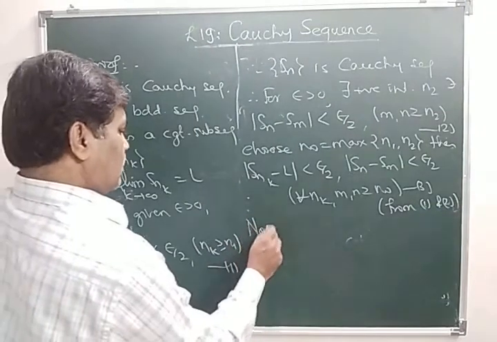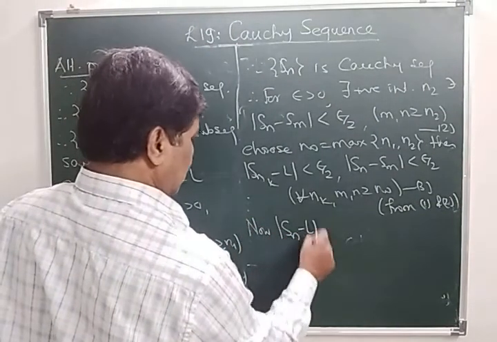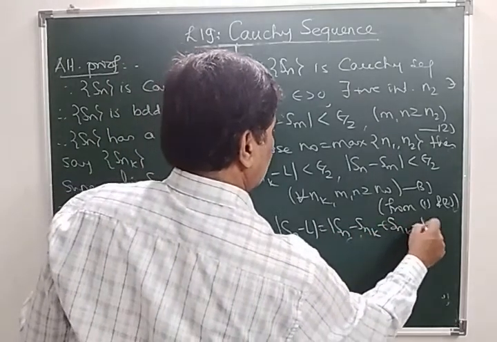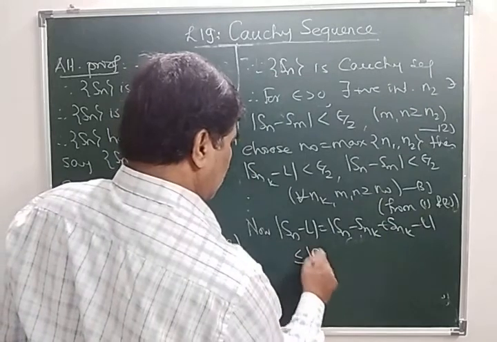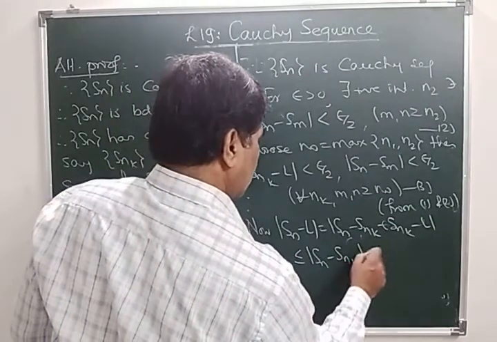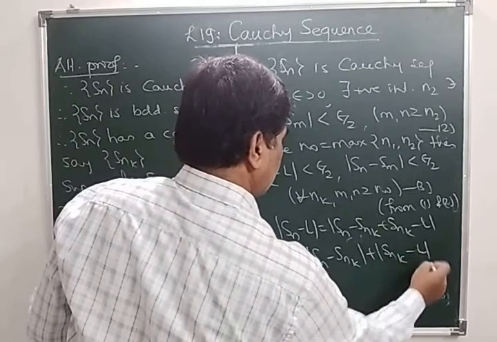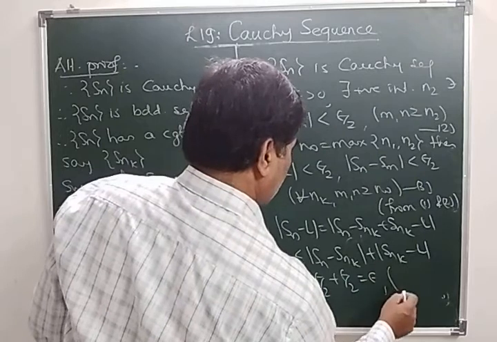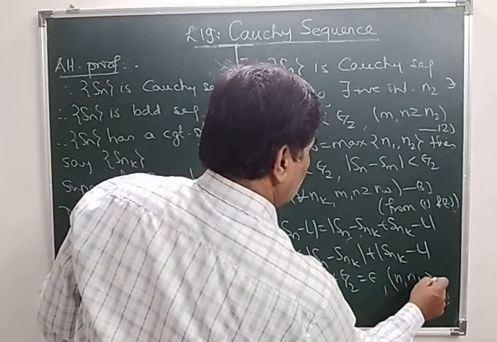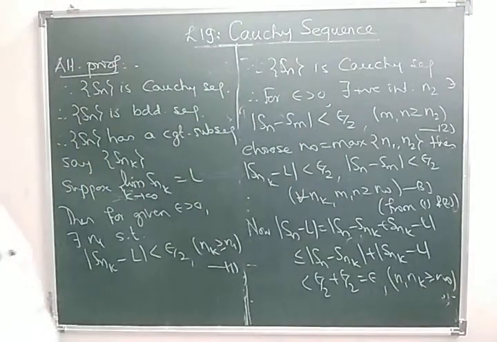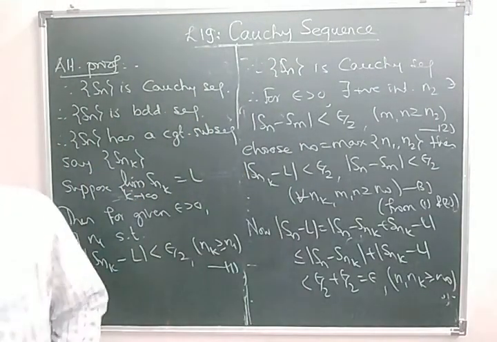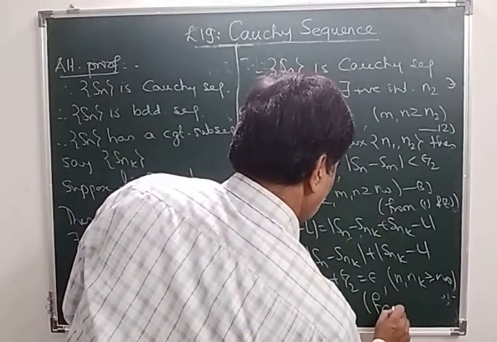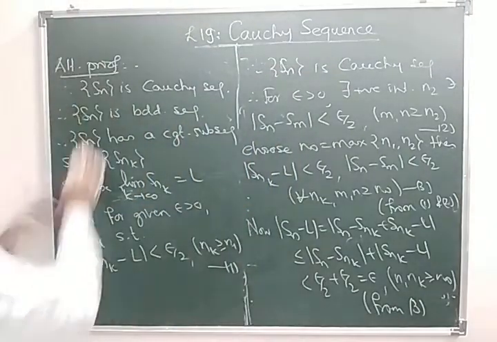Now mod of Sn minus L, I can write this as mod Sn minus Snk plus Snk minus L. This is less equal mod Sn minus Snk plus mod of Snk minus L. This is less than epsilon by 2 plus epsilon by 2 is equal to epsilon for any n, nk greater equal n0, from 3.